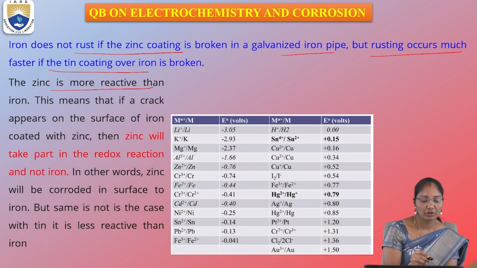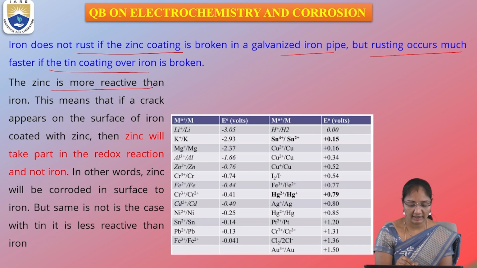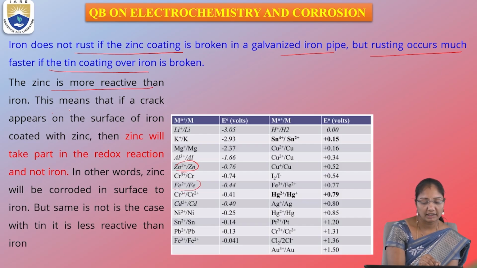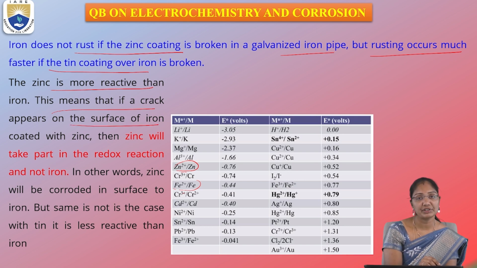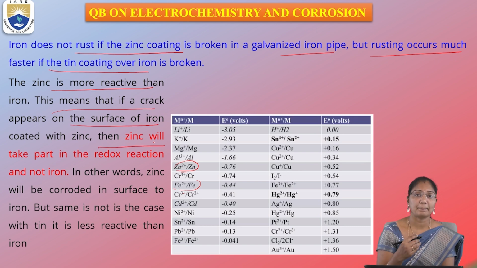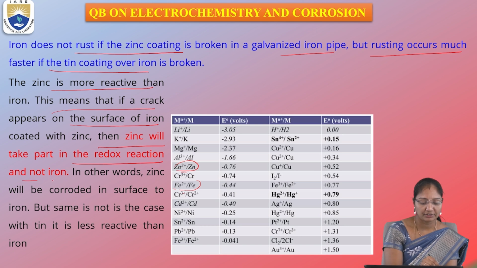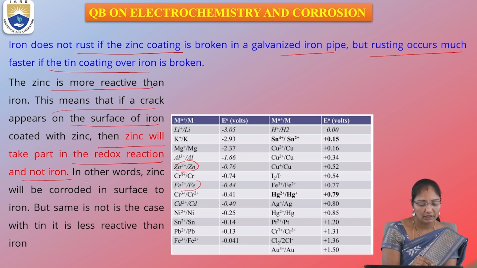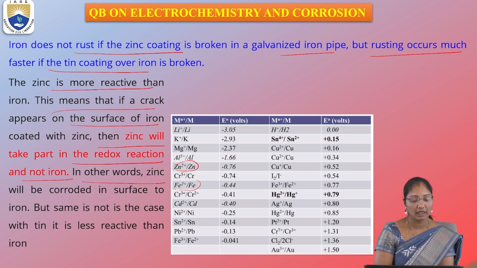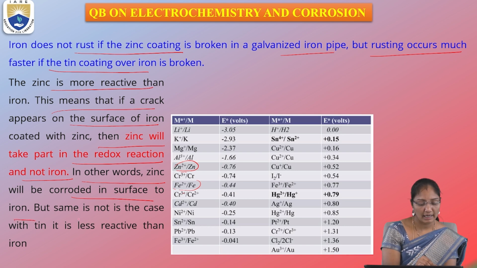So the zinc is more reactive than iron. If we see here, the zinc is more reactive than iron. So this means that if a crack appears on the surface of iron coated with zinc, then zinc will take part in the redox reaction and not the iron, because here we can see the EMF. So based on the electrochemical series, these reactions will happen. In other words, zinc will be corroded in preference to iron.